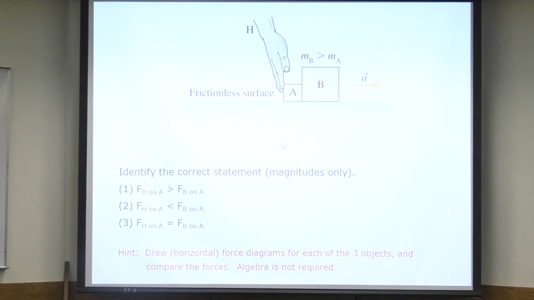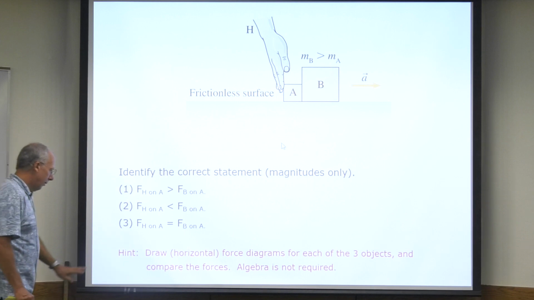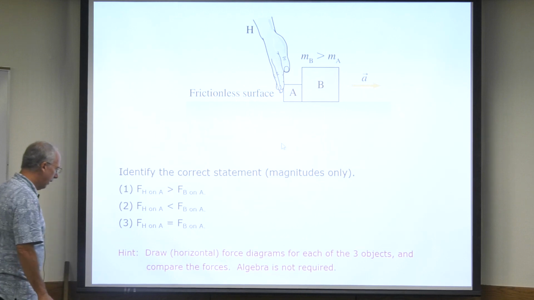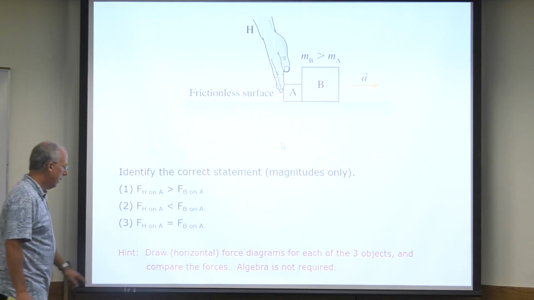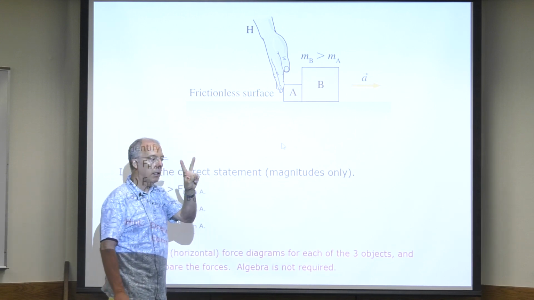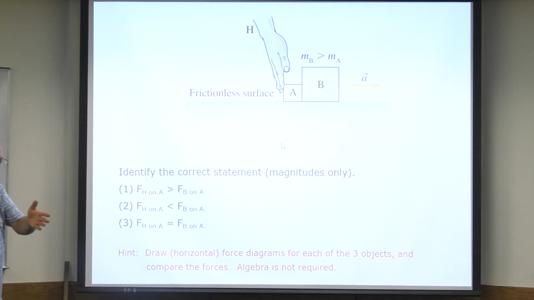Okay, identify the correct statement, magnitudes only. Now this is totally an awesome question. Basically look at which force is greater or equal or whatnot. So here's, in my opinion, the best way to do it. Draw horizontal force diagrams for each of the 3 objects, hand, A, and B. So we don't care about the normal and the weight, right? All we care about is horizontal. So draw horizontal force diagrams for each of the 3 objects and compare the forces.